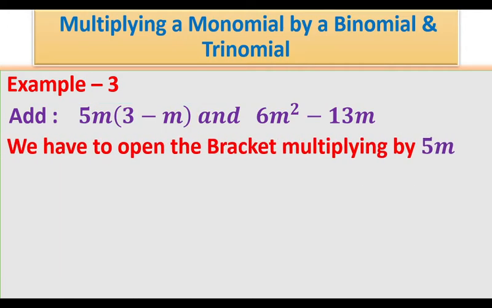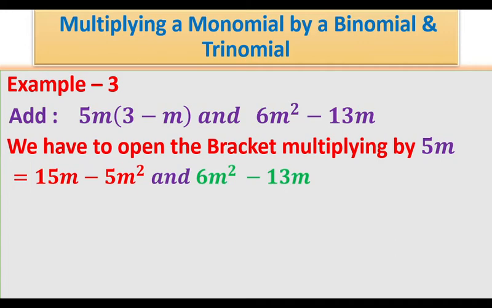We have to open the bracket multiplying by 5m. So here you see the things are multiplied like this. 5 multiplied by 3, 15m, plus into minus, minus 5m into m, it will be 5m squared, because power is 1, 1 plus 1 is 2, and 6m squared minus 13m. Now next step.